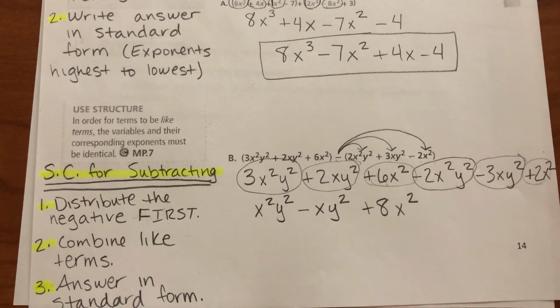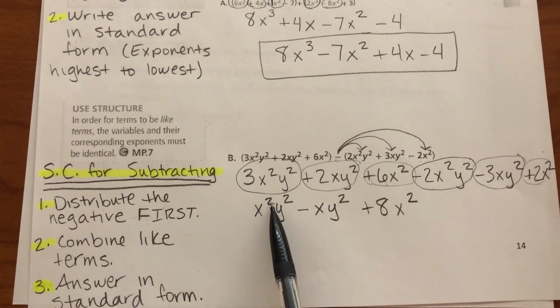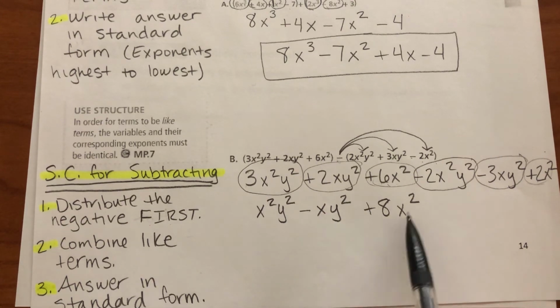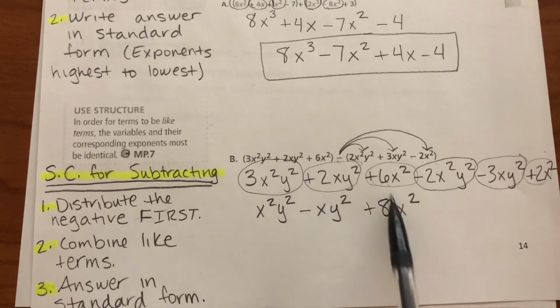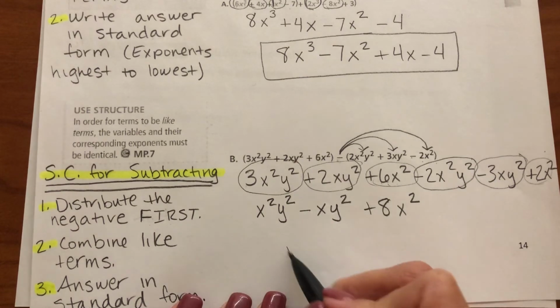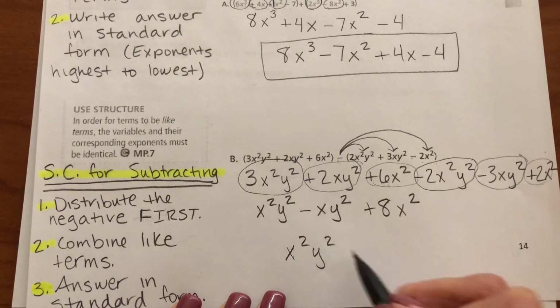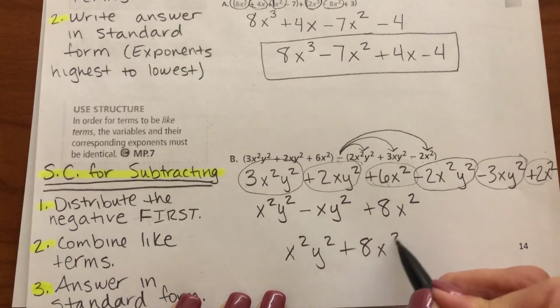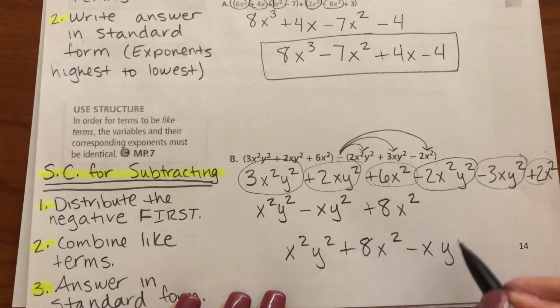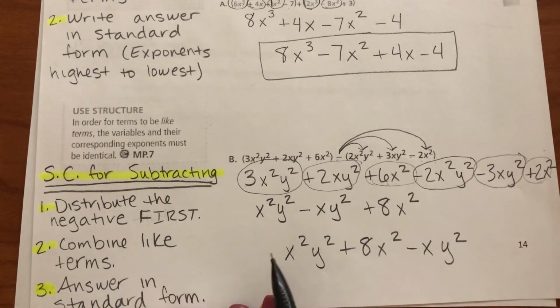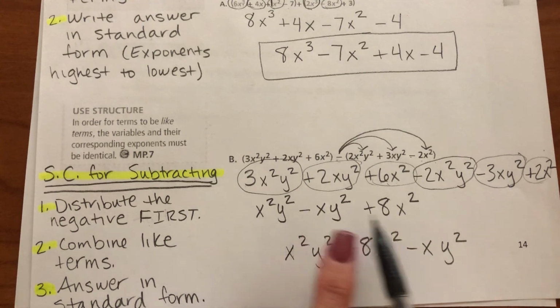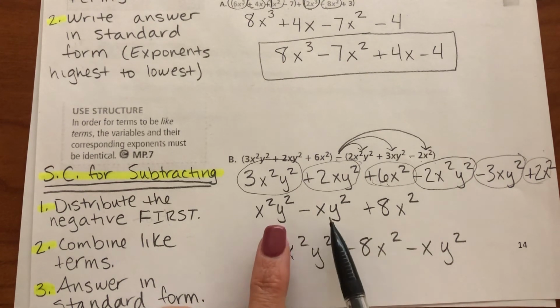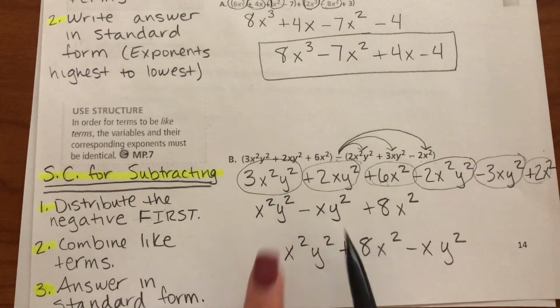If I really want to get picky with my standard form, I see that I have an x squared and then just an x and then an x squared. So I could switch these two terms. But in this case, since they're all xy's here, xy, xy, either one really would be acceptable.